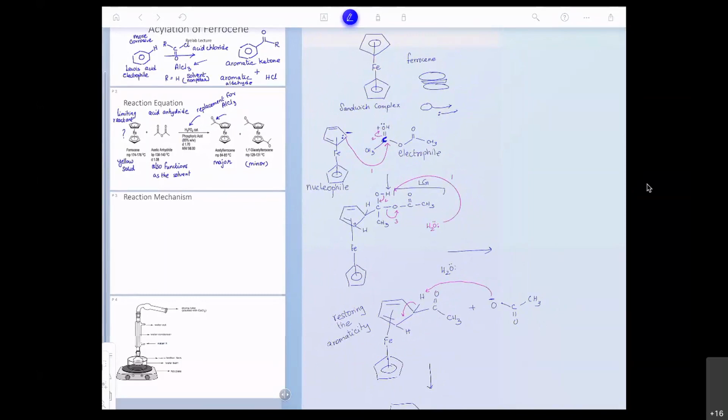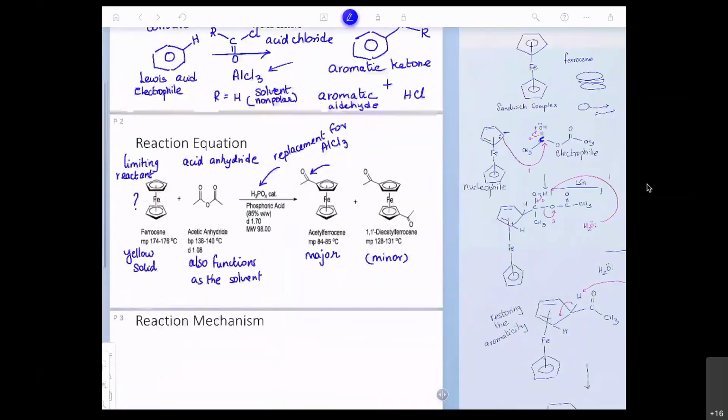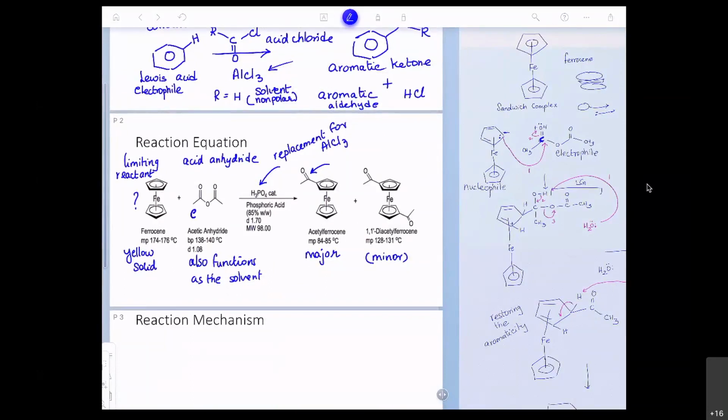Now, the bottom ring can also react. If it does react, that's when you get this diacetylferrocene. But this is going to be a minor amount because we are not going to add that much excess of acetic anhydride. We are not going to add a large excess, but keep in mind, this is our excess reactant and this is our limiting reactant. So it is possible to get a minor amount of this diacetyl product. Okay.